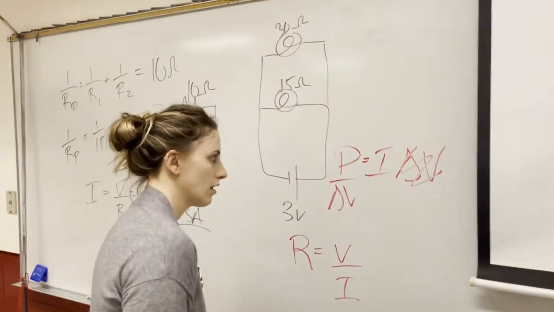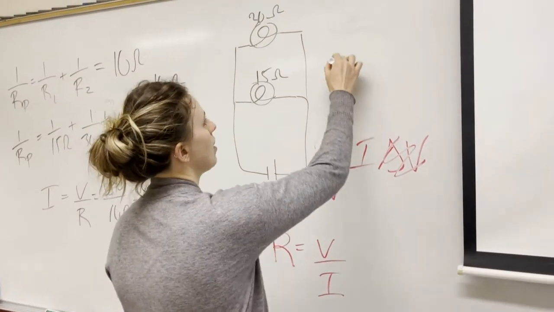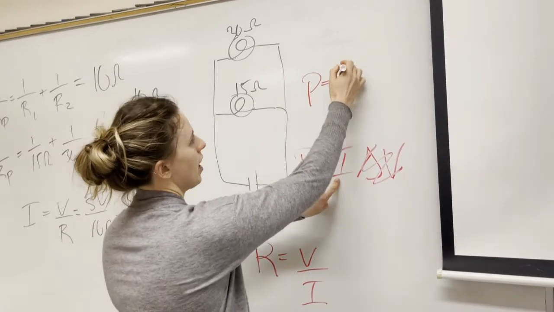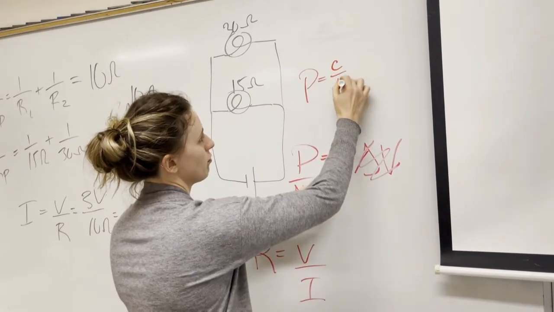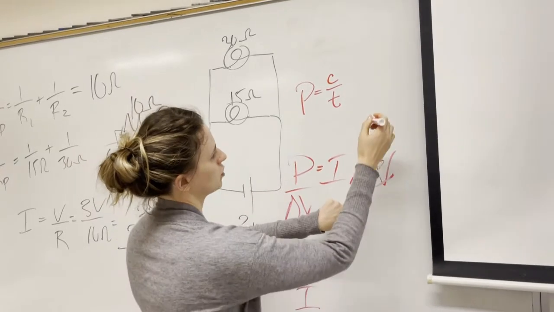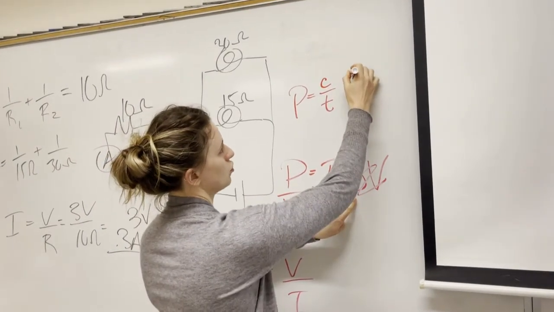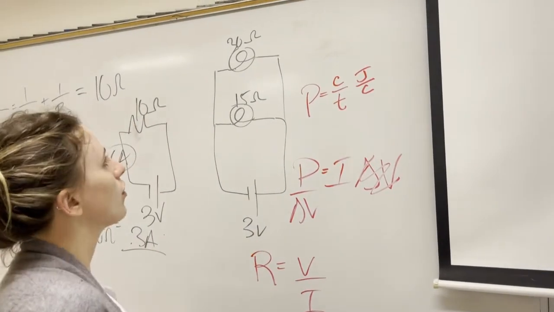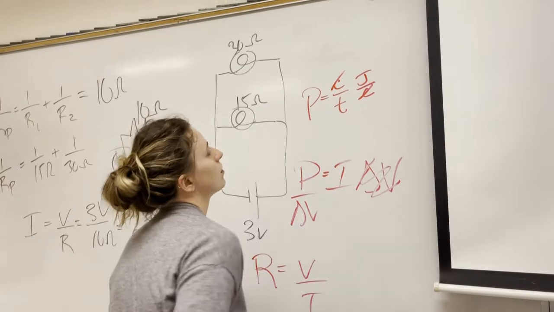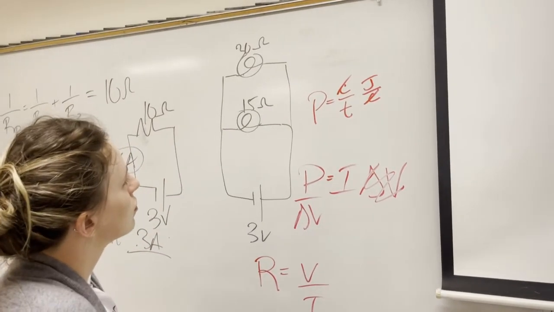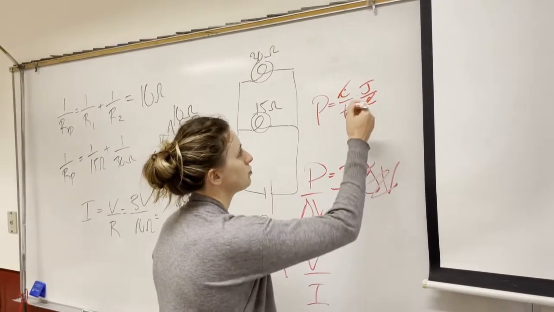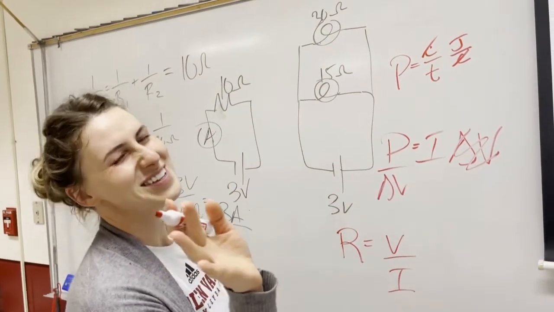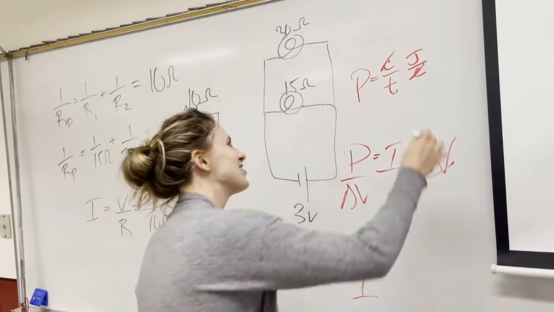What is power anyway? So we've got current, which is charge over time, right? And then we've got voltage, which is joules per coulomb, work over charge. These cancel. Coulombs cancel, and we get joules over seconds, that's energy over time. That's a watt. So we've got joules per second.